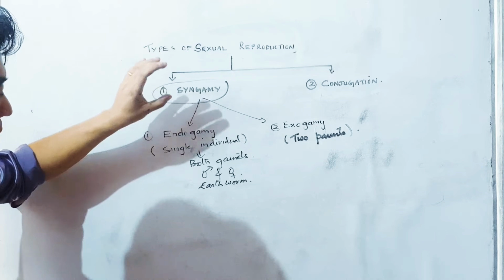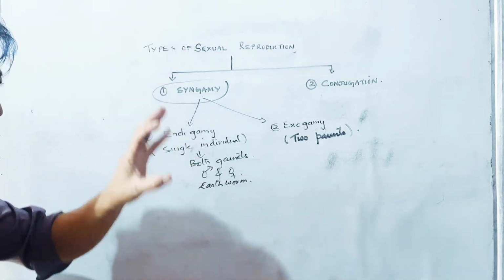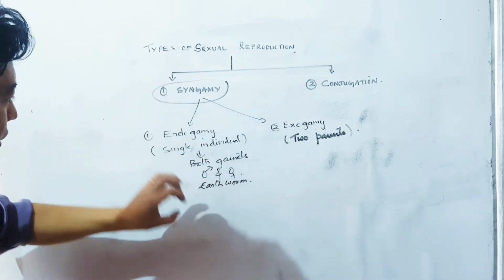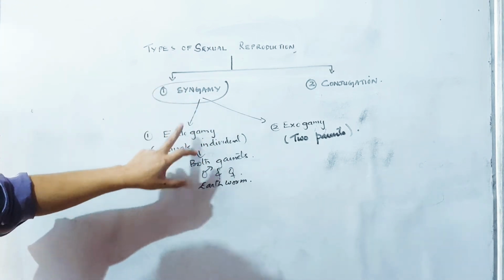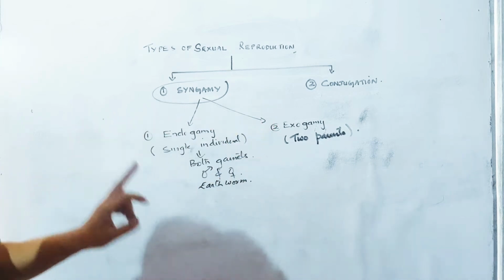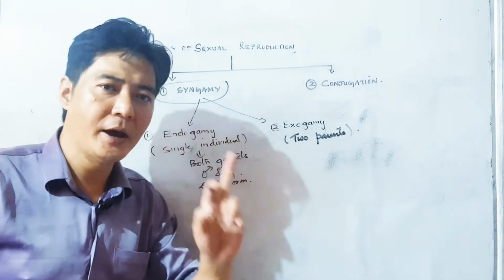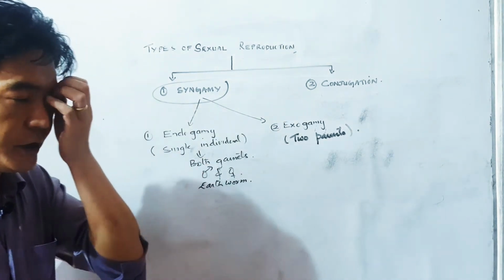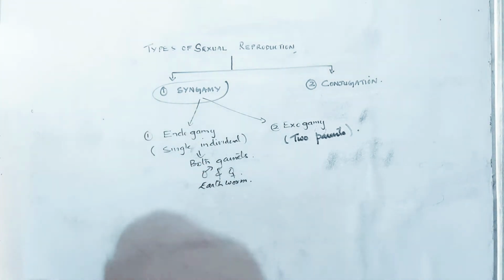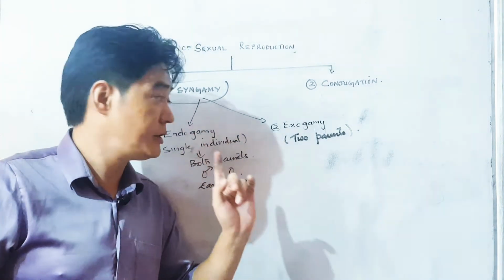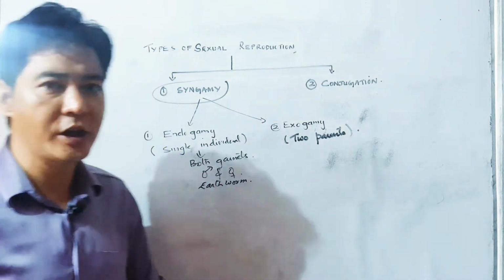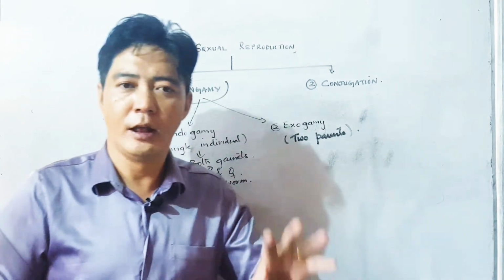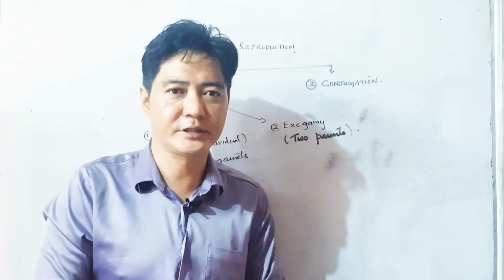So, syngamy on the basis of the number of parents involved during reproduction is of two types. Number one, endogamy and exogamy. In case of endogamy, a single parent is involved, that is, a single individual produces both the male and female gametes, for example, earthworm and tapeworm. In case of exogamy, two individuals or two parents are involved during the formation of male and female gametes.